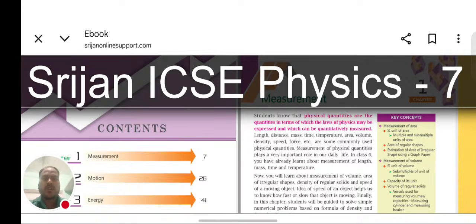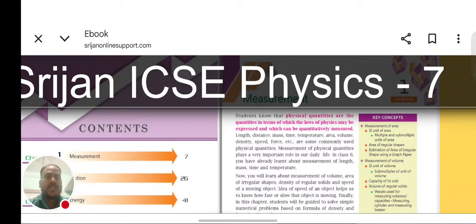So let's start our revision of chapter 1 and chapter 2. First, we will do the revision of chapter 1, then we will do the revision of chapter 2 in the next video. So in this live session we will revise chapter 1, which is measurement. The chapter title is measurement.